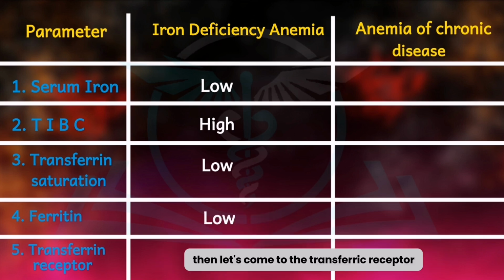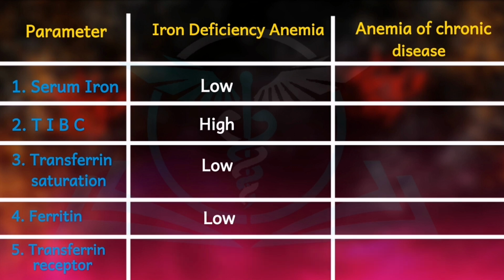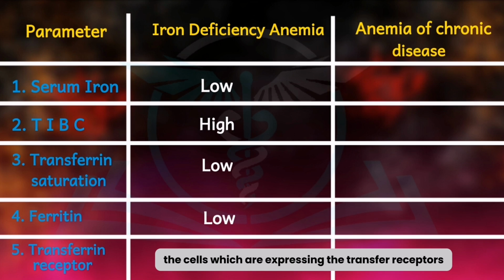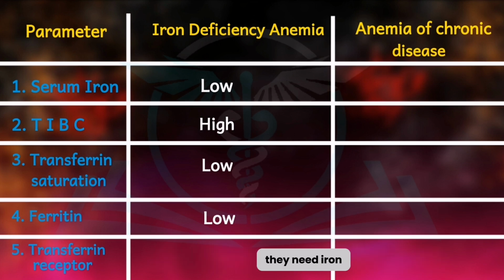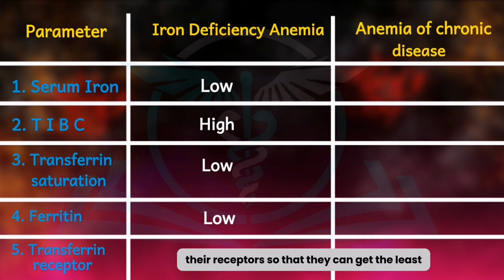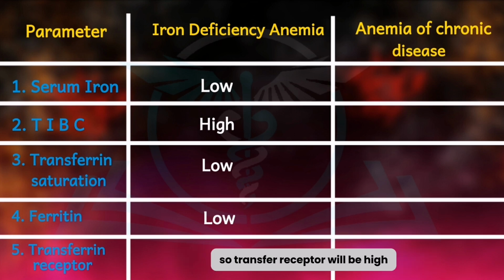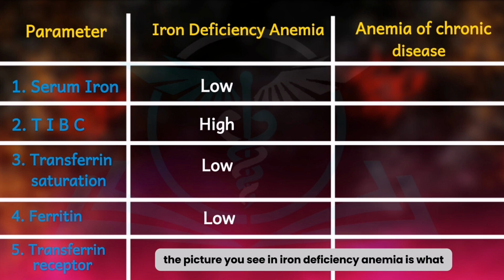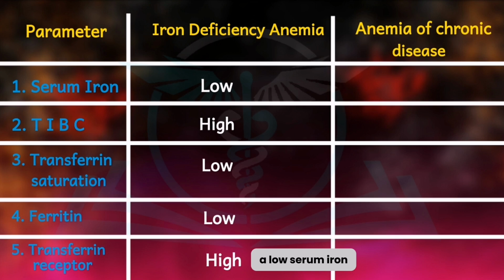Then let's come to the transferrin receptor. What do you think? Will the transferrin receptor be high or low? The cells which are expressing the transferrin receptors, like the bone marrow, need iron. So they want to upregulate their receptors so that they can get the least iron they can get. And so they will show their transferrin receptor. So transferrin receptor will be high. And so it means that the picture you see in iron deficiency anemia is what? A low serum iron, a high TIBC, a low transferrin saturation, a low ferritin, and a high transferrin receptor.